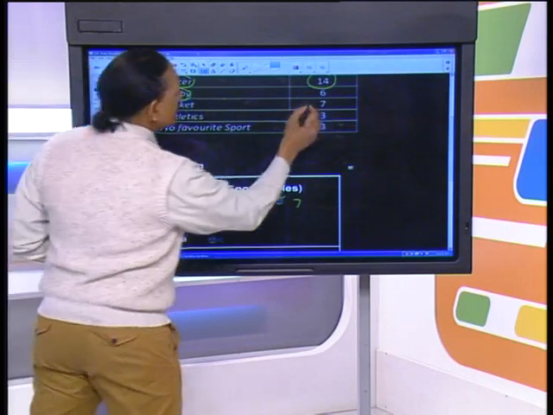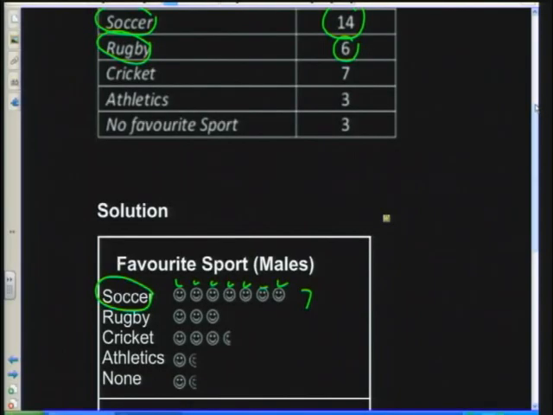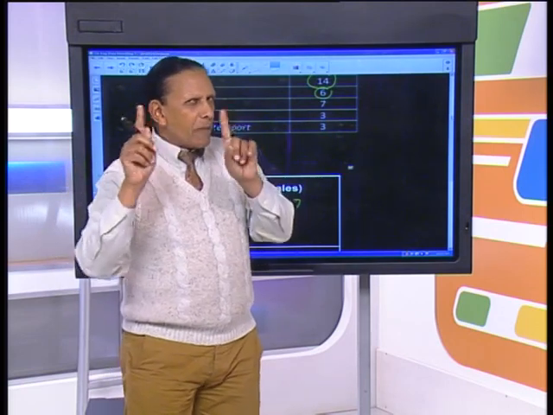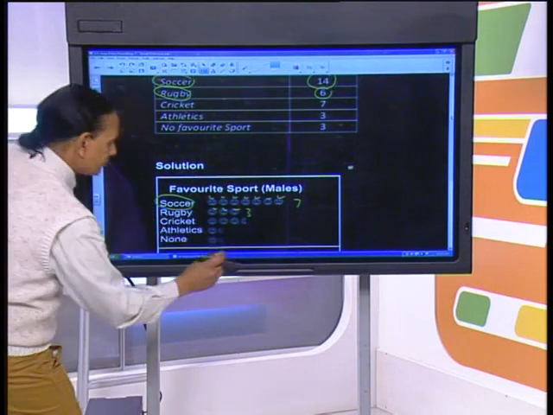Rugby, 6%. Let's count. 1, 2, 3 faces. 6 and 3. 7 and 14. Can you see there's some pattern here? Okay.